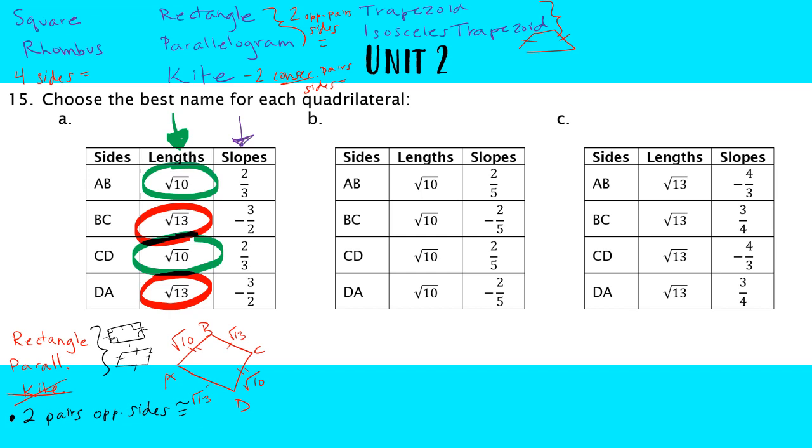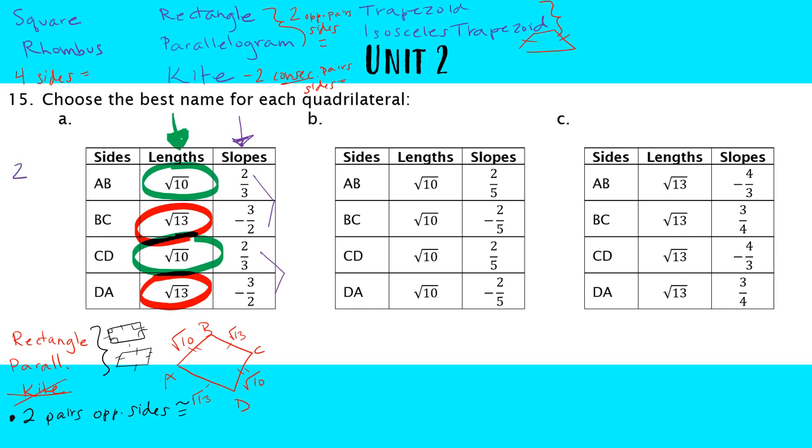So step 2, you look at your slopes and you decide if you have perpendicular lines or not. Perpendicular lines would mean right angles, and then I would have a rectangle. If I don't have perpendicular lines, I can cross off rectangle, and my answer would be parallelogram. So I look at my slopes.